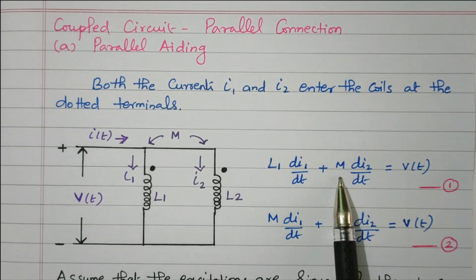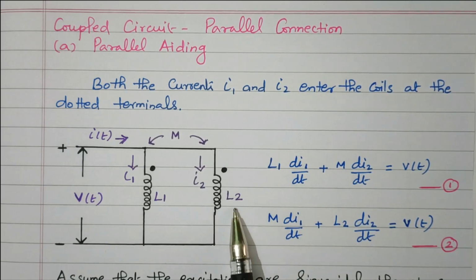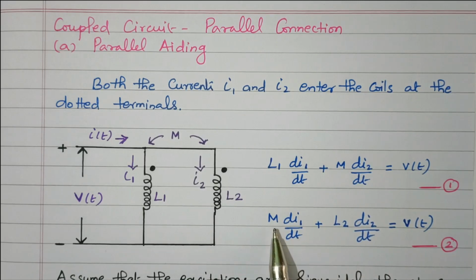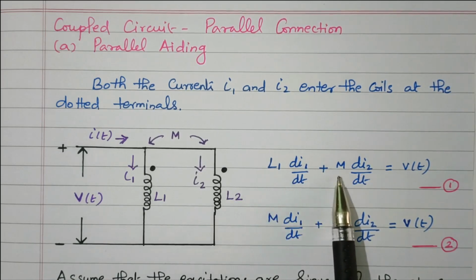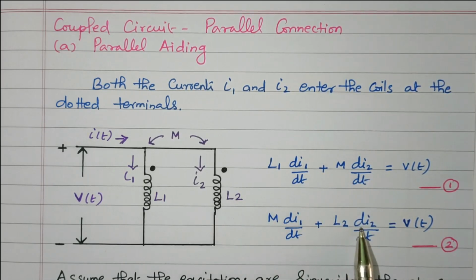This mutual inductance is due to the current in the second coil, that is I2. Similarly, for the second coil, L2 di2 by dt, the mutual inductance is due to the first coil current I1. So M di1 by dt plus L2 di2 by dt. So in the L1 drop the mutual inductance is due to the second coil current I2, and in the L2 drop the mutual inductance is due to the first coil current I1. We take these as equation 1 and equation 2.